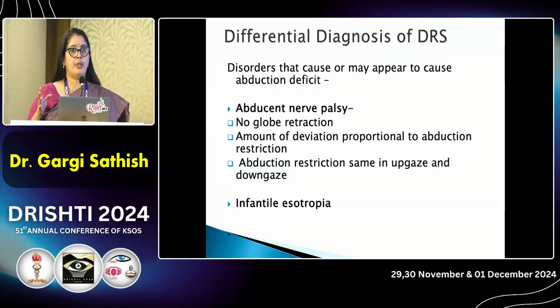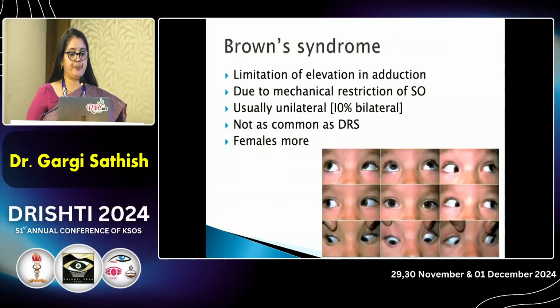In Duane, the abduction restriction is very great, but in primary it may remain ortho. Similarly, in infantile ESO, you have to somehow see that the eye is abducting and rule out Duane and abducent palsy. So the DDs are very important.